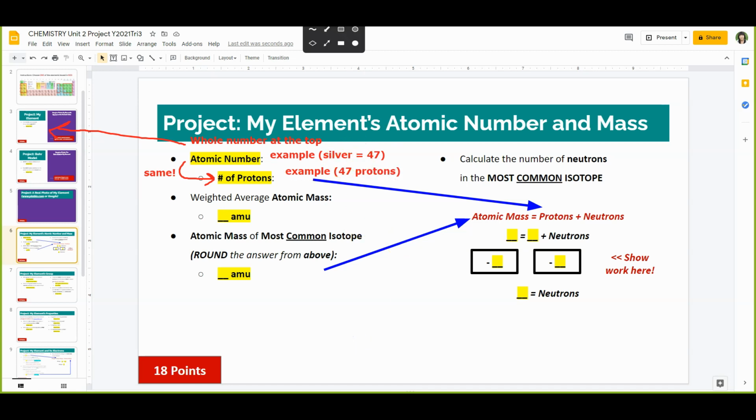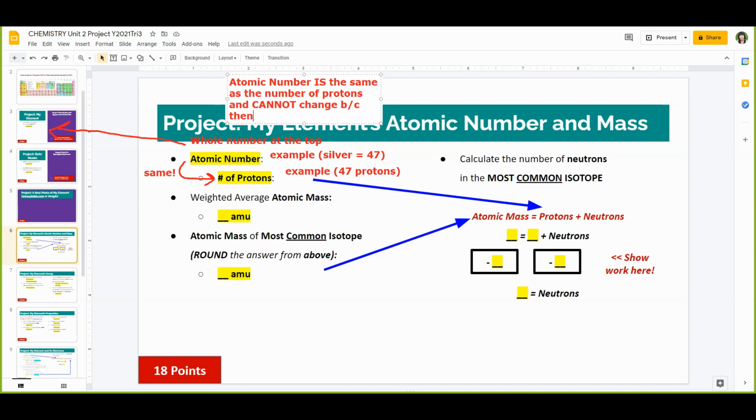And remember that we talked about this a whole bunch. Atomic number is the same as the number of protons and cannot change, because then the identity would change. If it didn't have 47 protons, it wouldn't be silver, right? So it has to have 47 protons. It has to have that atomic number, otherwise it's not silver.